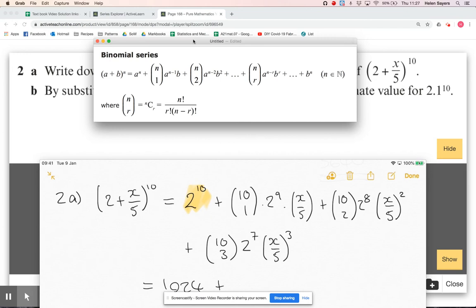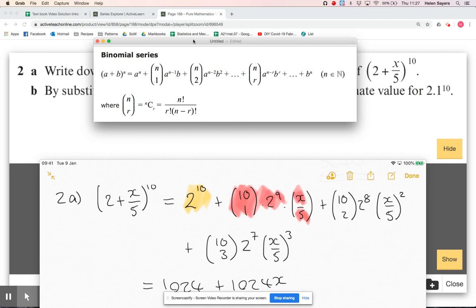Okay, so the 10 choose 1 times 2 to the power of 9 is giving me 5,120. And then that's also divided by 5. So you can either do that as times a fifth or divided by 5. Obviously, that's the same thing. So that gives me, for instance, 1024 again. So that's 1024, and that's obviously my x term.